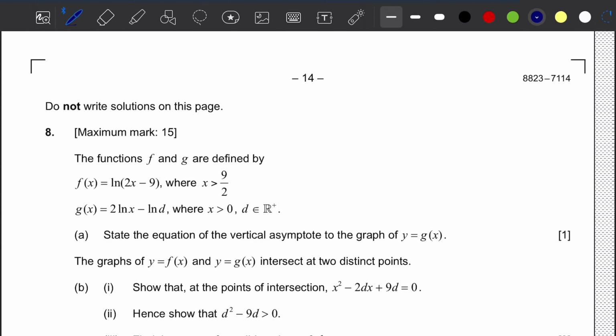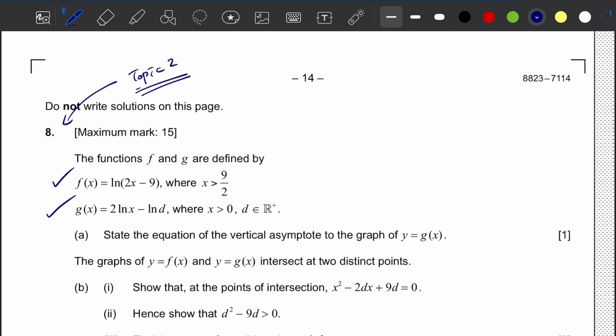Question number 8. This is a natural log question, so it is derived from topic 2, the functions part of your curriculum. We have the information that f(x) is the same as ln(2x minus 9), where x is greater than 9 over 2, and g(x) is the same as 2 ln x minus ln d, where x is greater than 0 and d is positive.